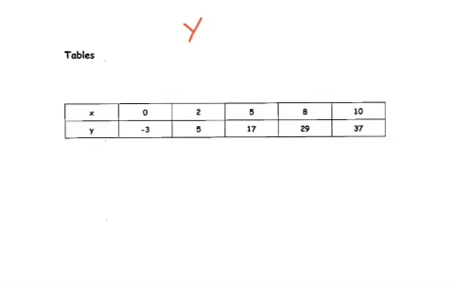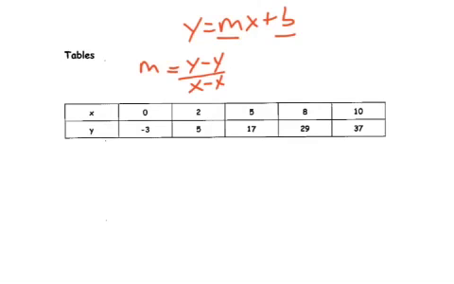Again, I like to write y equals mx plus b. Okay, and what do we need to find? Well, we need to find our m, we need to find our b. And how do we find m? Well, m equals y minus y over x minus x. Now, the good thing about a table is it gives you your x's and y's. So all you really have to do is find two ordered pairs to write your m equals y minus y over x minus x.